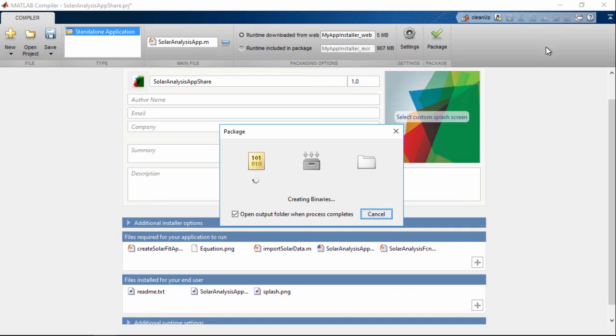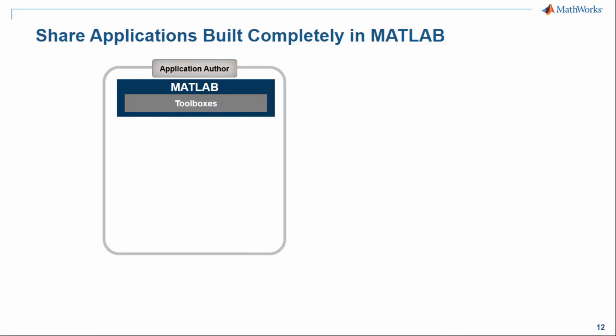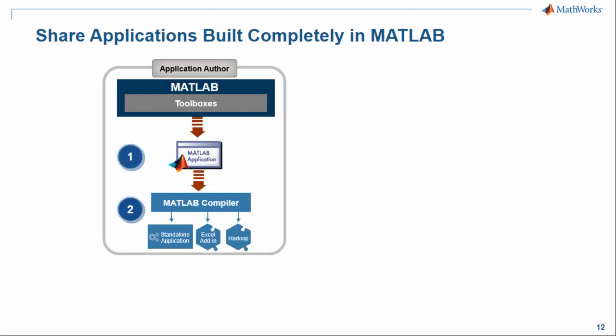But this takes a moment, so why don't we go back to our presentation for a moment and talk through what the process is for sharing your applications that are built completely in MATLAB. You would have MATLAB and the required toolboxes to make your application work. Once you're sure it's working appropriately, you use MATLAB compiler to package your application and create an executable. The compilation process does not translate your MATLAB code, but provides a wrapper allowing you to run your code as an executable.